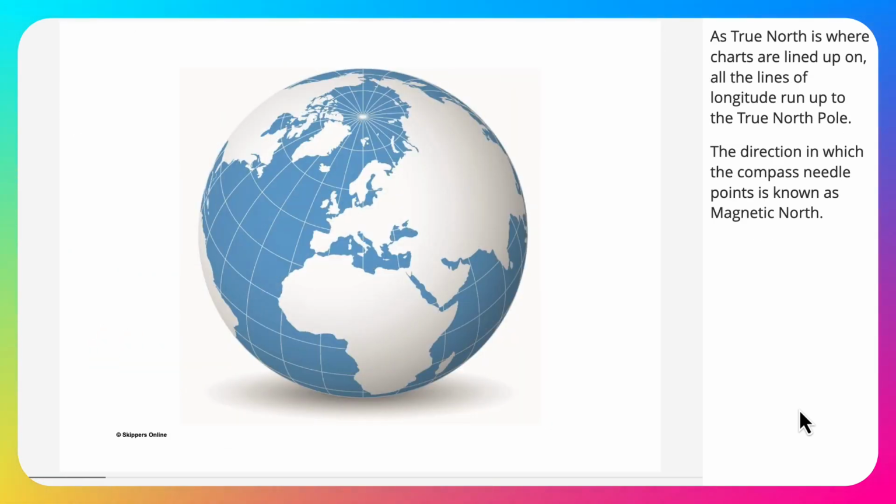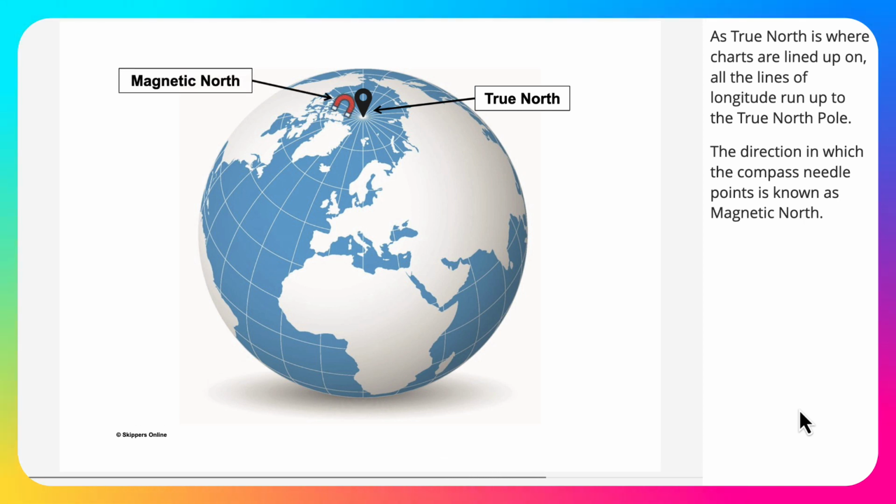As true north is where charts are lined up on, all the lines of longitude run up to the true North Pole. The direction in which the compass needle points is known as magnetic north.